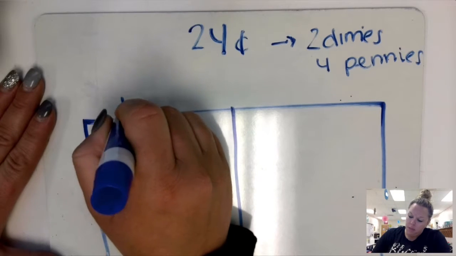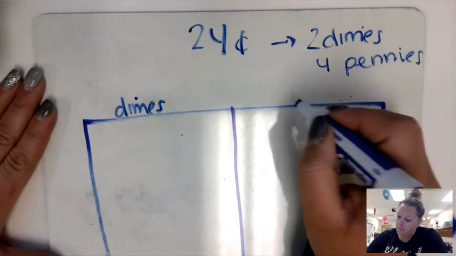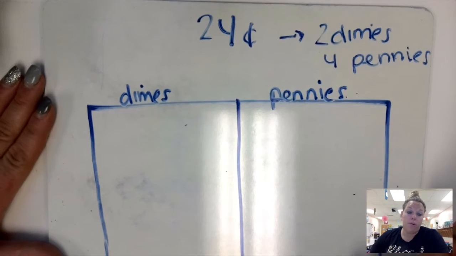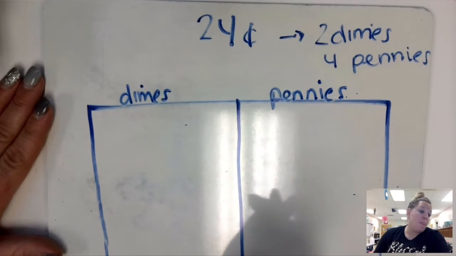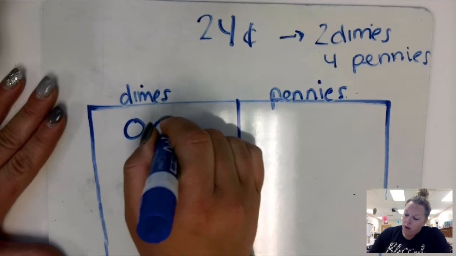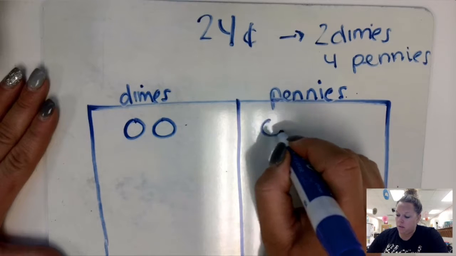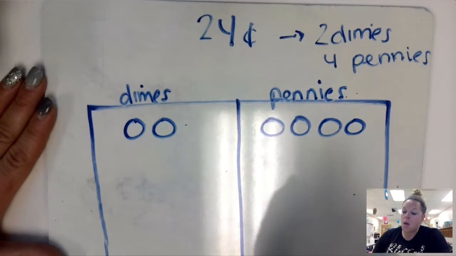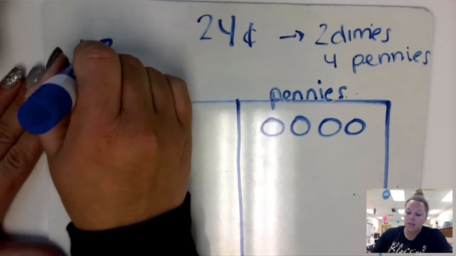I'm going to put dimes here. I'm going to put pennies over here. If you have scratch paper or your own whiteboard and you want to be doing this with me, that is super. So I'm going to go ahead and I'm going to draw 2 dimes and I'm going to draw 4 pennies. Now, I'm going to add 63 cents.